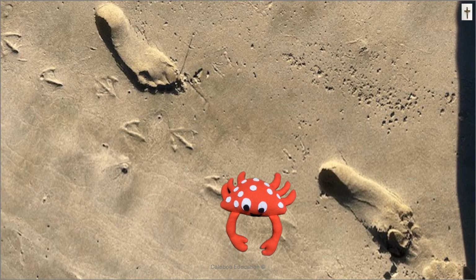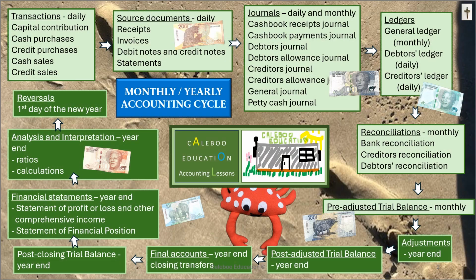If I can show you where we are on the monthly accounting cycle, what we would have done, we would have transacted, and all these transactions were recorded on source documents. The journals were drawn up, all the 8 journals which you've seen in previous videos, and now this information has been taken to the general ledger, and we're going to balance a few general ledger accounts just to show you how. Then we're going to take the balances to a trial balance or a pre-adjusted trial balance.